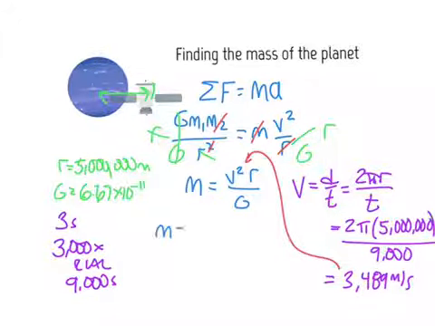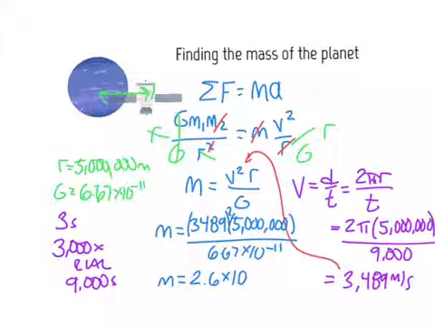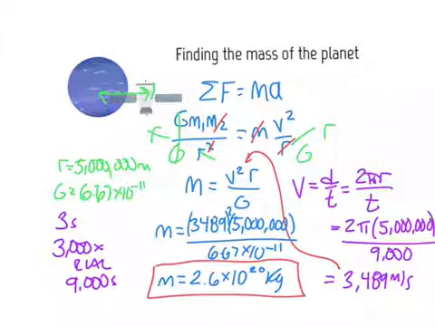So we get the mass equals 3,489 squared times our radius, which is again our 5 million meters, divided by big G, which is 6.67 times 10 to the minus 11. And we calculate all that in here, and we get 2.6 times 10 to the 20th kilograms. So that's how you get the mass of a planet.